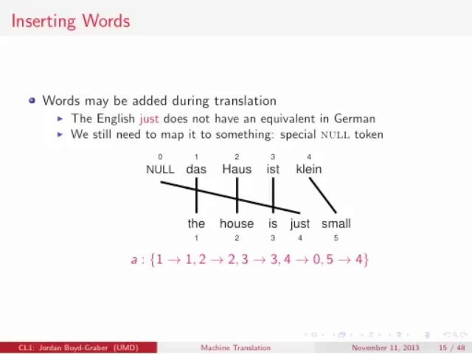So to accommodate this, we'll add an additional null word at the beginning of the foreign sentences. And if we have an extra word that appears in the English translation, we'll align the extra word in the English translation with the null word. So das Haus ist klein, if that gets translated as the house is just small, just aligns with the null German word.